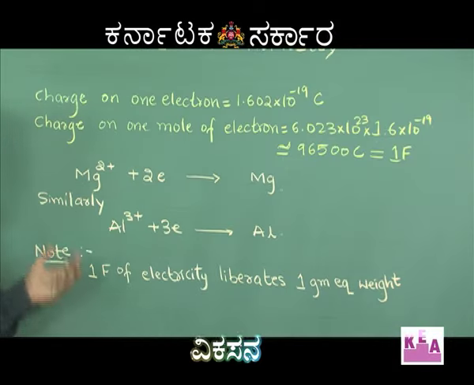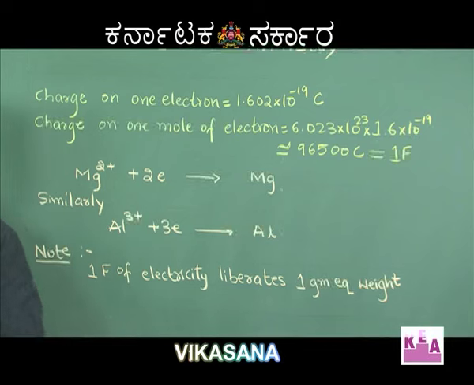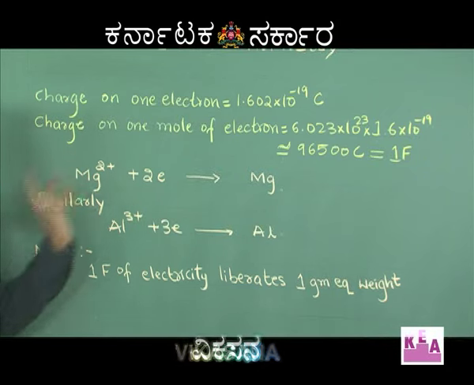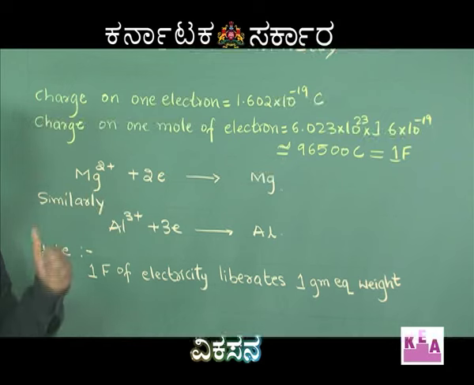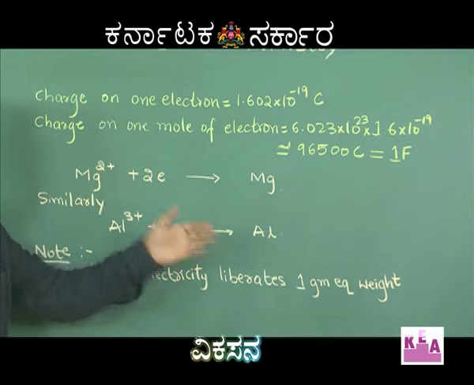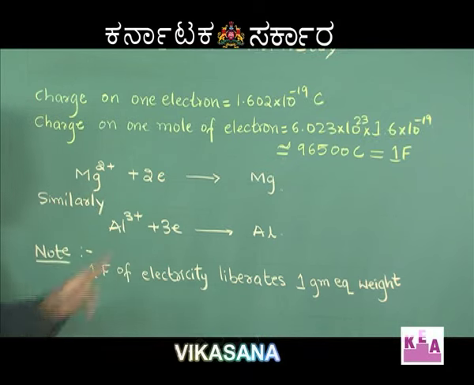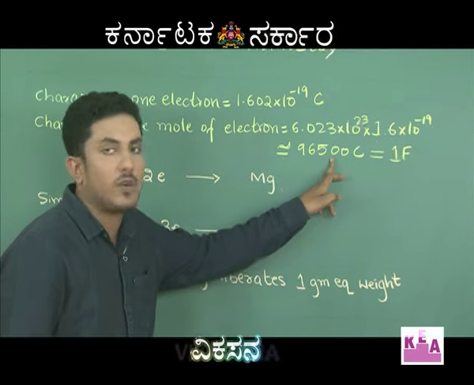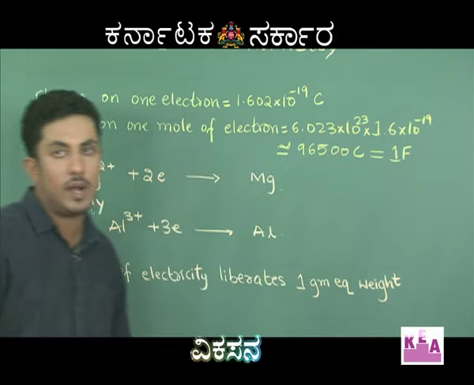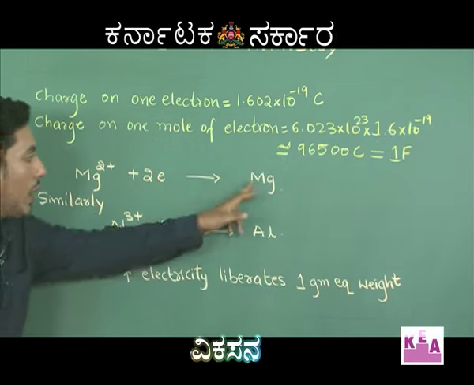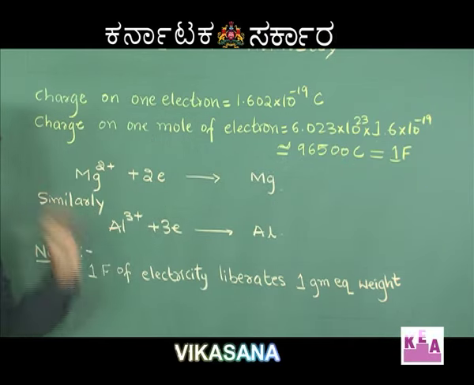Consider you are trying to liberate Mg from a solution. If you want to liberate 1 Mg from its salt solution, we require 2 electrons. If you want to liberate 1 mole of Mg from its salt solution, we require 2 moles of electrons. Charge carried by 1 mole of electrons is equal to 96,500 coulomb or 1 Faraday. Hence, to liberate 1 mole of Mg, we require 2 moles of electrons, that is 2 Faraday of electricity.